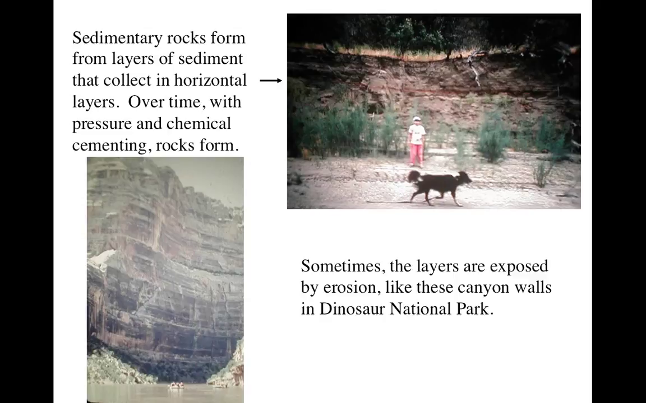Sometimes the layers are exposed by erosion, like these canyon walls in Dinosaur National Park. Dinosaur National Park is by Jensen, Utah, which is just a little past Vernal, Utah. It's a beautiful, wonderful place to go and visit.